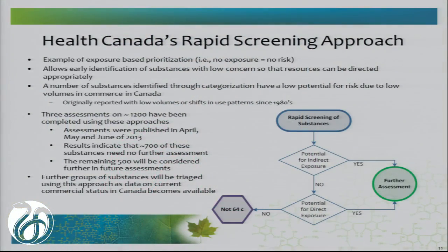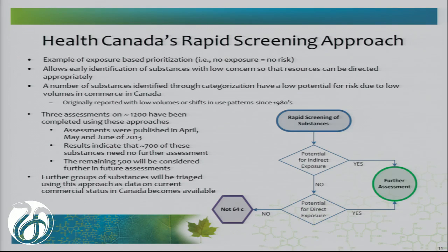So a number of substances were identified through categorization as priorities, but they had a low potential for risk due to low volumes of use in Canada. They could have been reported originally with low volumes, or the low volumes may have resulted from a shift in market since the 1980s. So Environment Canada addressed these substances by doing worst case modeling to calculate predicted environmental concentrations and compared those with toxicity values. For Health Canada, we did not try to quantify exposure, but we tried to identify which substances had no or very low exposure potential.